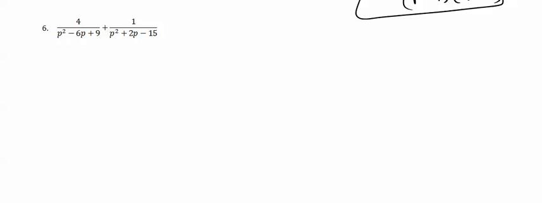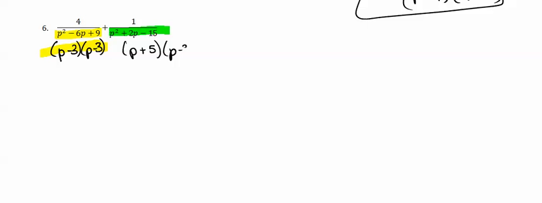Our last example right here is a little bit more complicated. We have 4 over p squared minus 6p plus 9 plus the quantity 1 over p squared plus 2p minus 15. Again, what I'm going to do is compare my denominators, and you'll notice they're not the same. So now I'm going to take this right here and factor it. This is PST, which is p minus 3 and p minus 3. And then I'll do the other side. I will get p plus 5 and p minus 3.